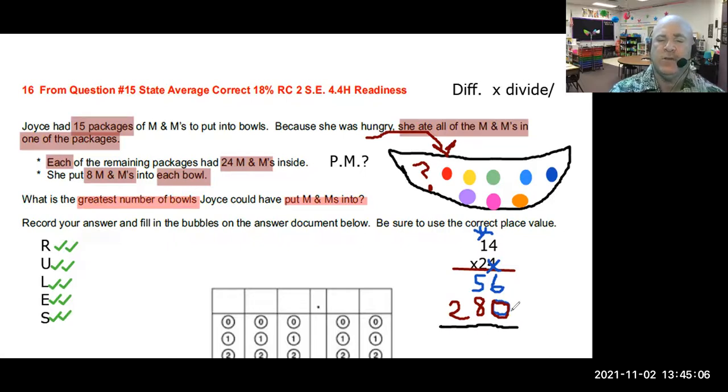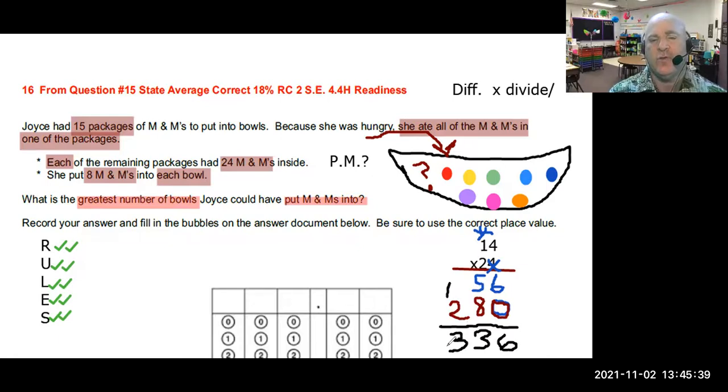And then we can draw a line and we can add everything that we have between the line. Okay, 6 plus 0 is 6. 8 plus 5 is 13. Carry the 1. 2 plus 1 is 3. So with the 14 packages of M&Ms, we have 336 of them that are to be placed into bowls by the 8s that you see in the picture.